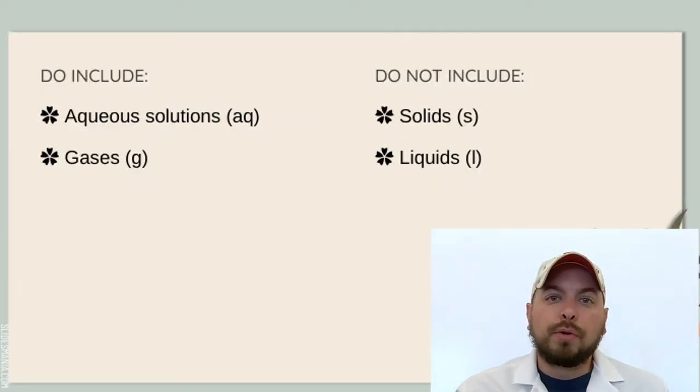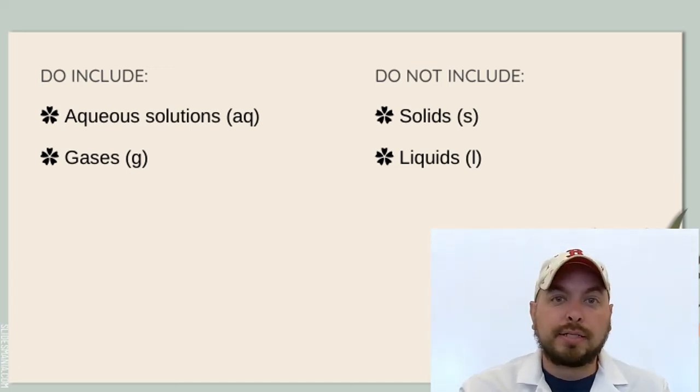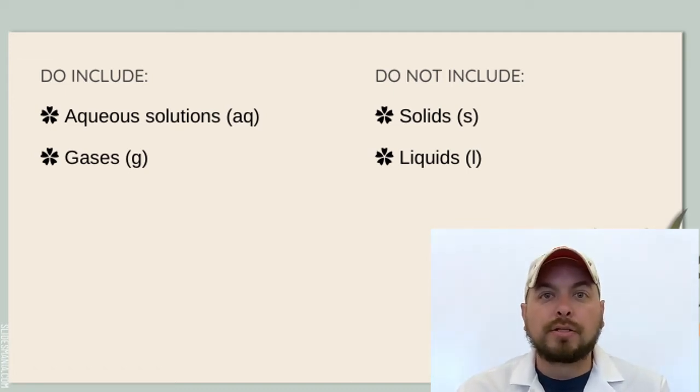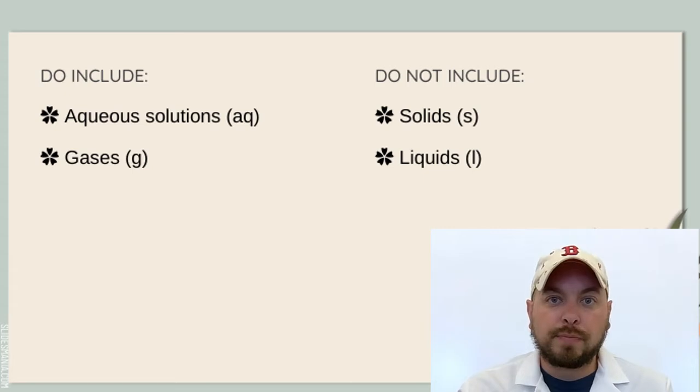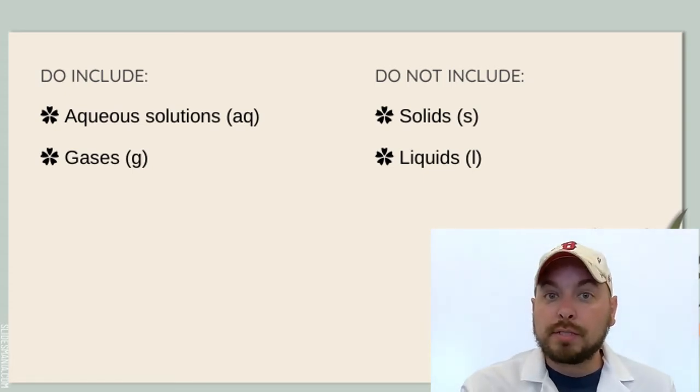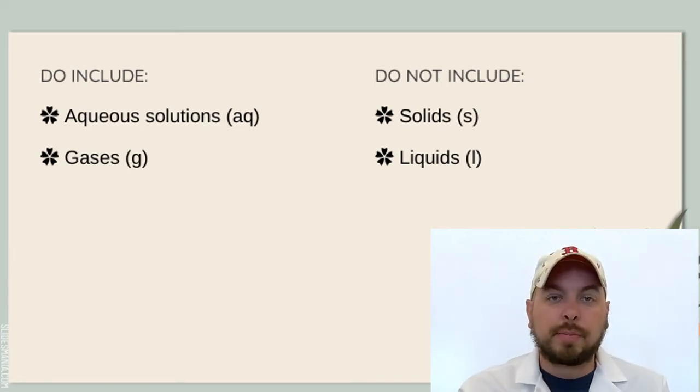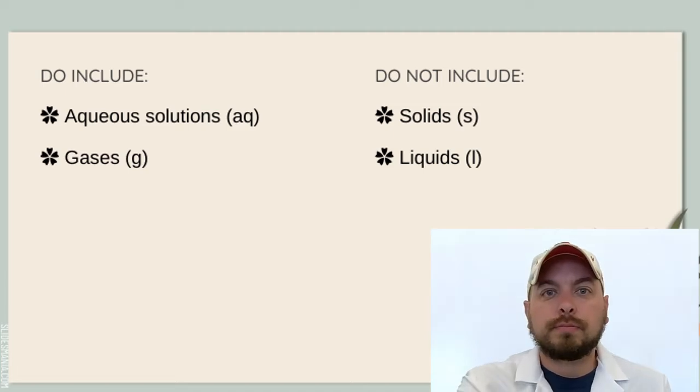One other thing to note about the mass action law is that we never include solids or liquids in our mass action laws. The reason for that is because solids and liquids have constant concentration. And as a result, they're not going to impact our equilibrium situation. So when we look at a mass action law, it's going to include every aqueous solution or every gaseous substance, but it is not going to include solids or liquids.